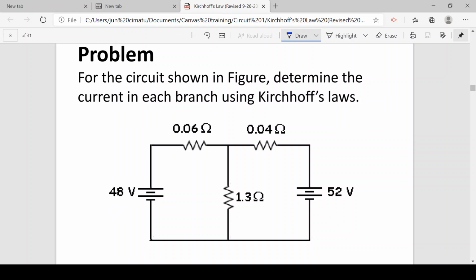With 48 volts and a 52 volt source. And we are required here to determine the current in each branch using Kirchhoff's laws.